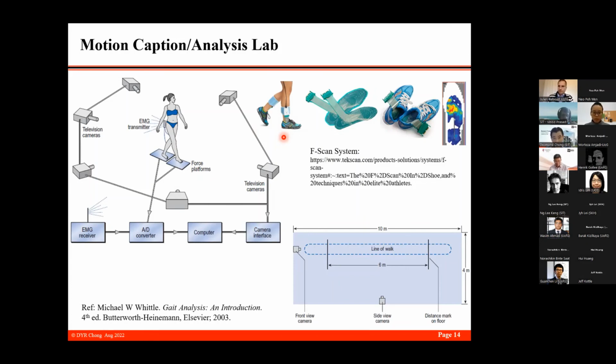So this kind of insole sensors will be very helpful for them to monitor their gait pattern and also the plantar foot pressures. So these are some of the sensors that are actually available for research purpose. So how people actually use all these sensors for biomechanical studies.